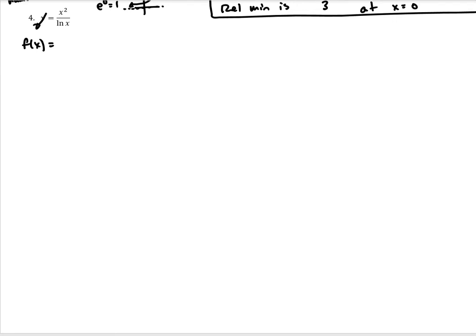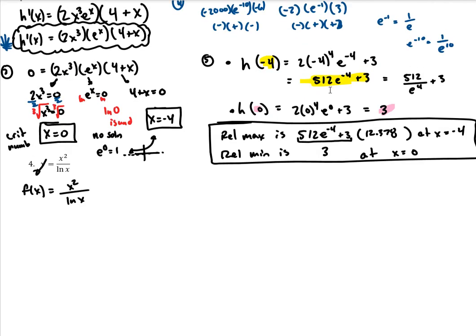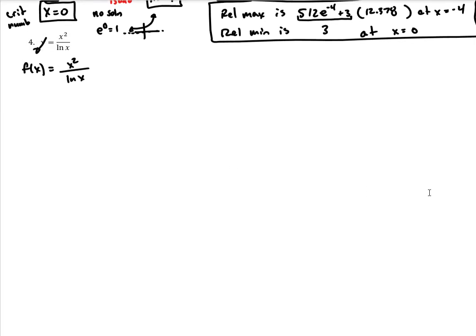Let's just go ahead and rewrite it. I don't really like y in these scenarios because I need to plug stuff in, like on what I did up here. So I'm going to change it to f of x. That's an optional thing. Okay, so we have f of x equals x squared over ln of x.